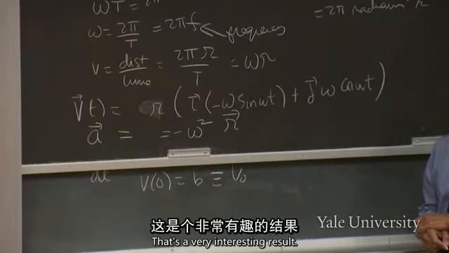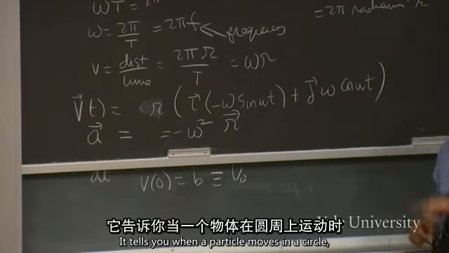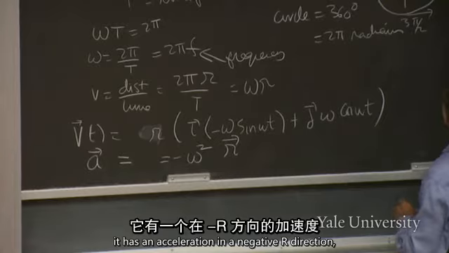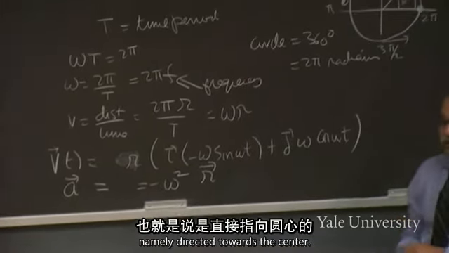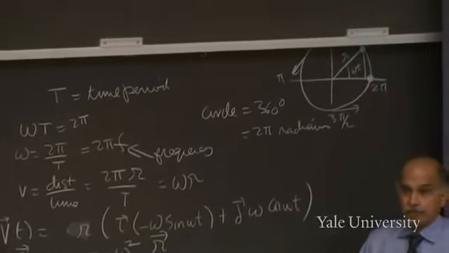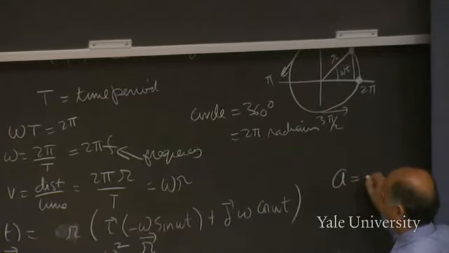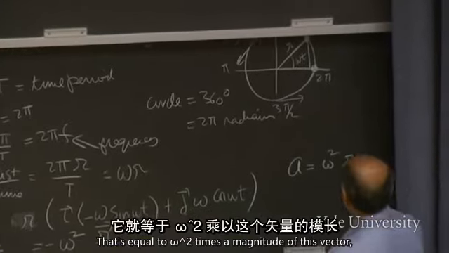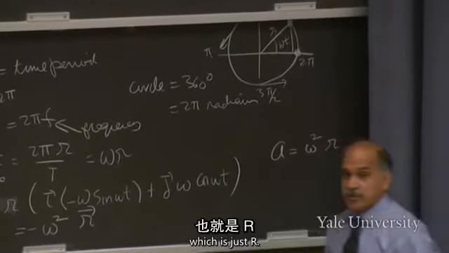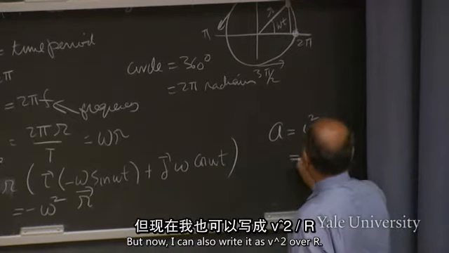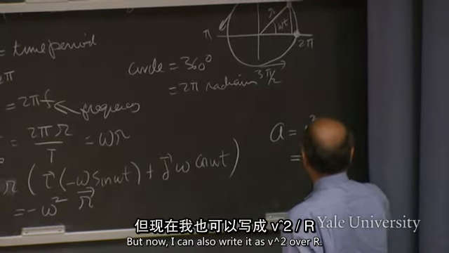That's a very interesting result. It tells you when a particle moves in a circle, it has an acceleration in the negative r direction, namely directed towards the center. What's the magnitude of that acceleration? I write it without an arrow here. That's equal to omega squared times the magnitude of this vector, which is just r. But now I can also write it as v squared over r.